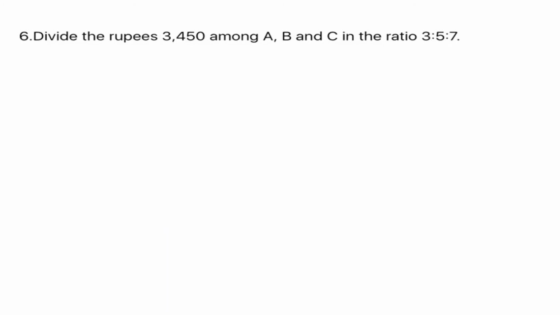The next question we have a total amount of rupees 3450 and we are dividing it among 3 persons A, B and C in the ratio 3, 5 and 7. So to do this kind of question, what will we do? First of all, we will find the sum of ratio. In that case, sum of ratio will be 3 plus 5 plus 7.